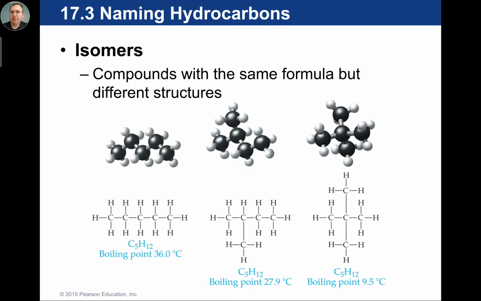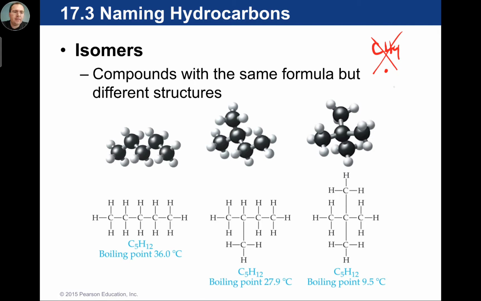The definition of an isomer is same formula, so same number of carbons and hydrogens, but a different orientation or different structure of how you connect them together. So you can imagine that if you have CH4, which is the simplest hydrocarbon methane, there is no different way to draw it other than just a dot. So you don't have to worry about isomers for methane.